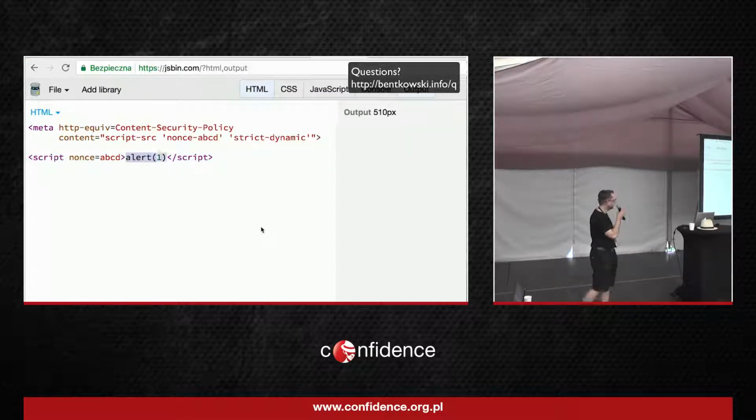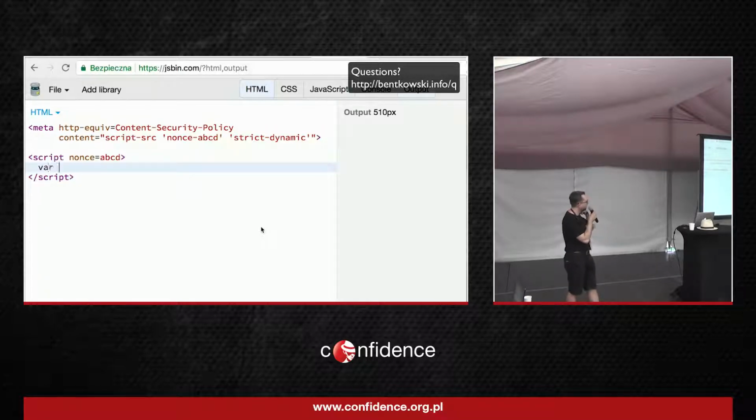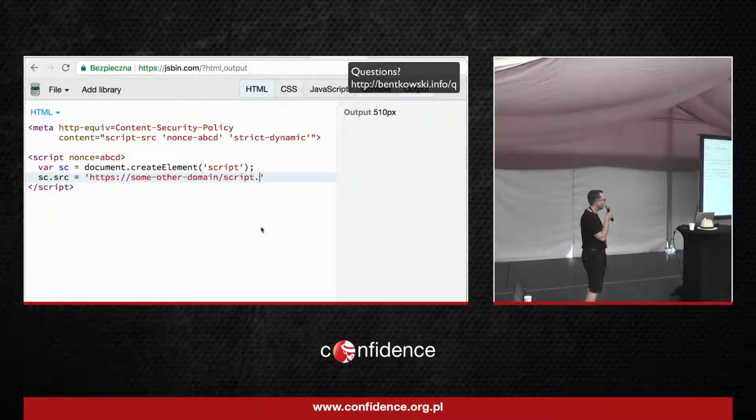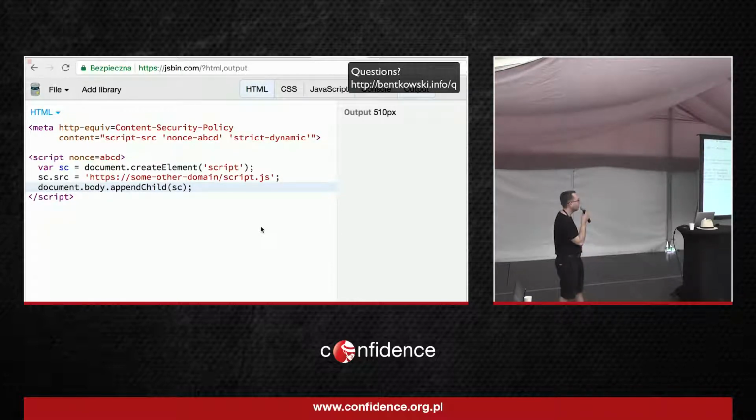So this is nonce, and strict-dynamic allows us to do something that is very often seen in analytics scripts. So you have a script that adds another script to the DOM tree. And when you have strict-dynamic, you trust scripts that are added by an already trusted script. So this is something like a transitive trust. This script from some other domain will be trusted because the script that adds it is trusted.